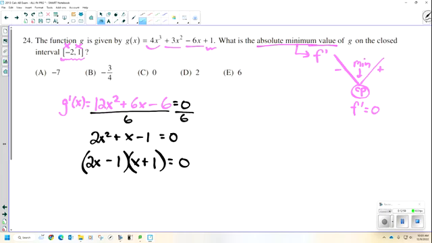If I FOIL that, well, I'm going to get a positive x, positive 1. Why do I think that should be a negative? That should be a positive. Okay, I'm good. I'm good.